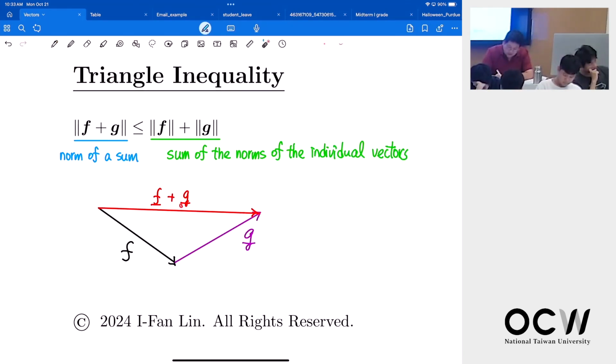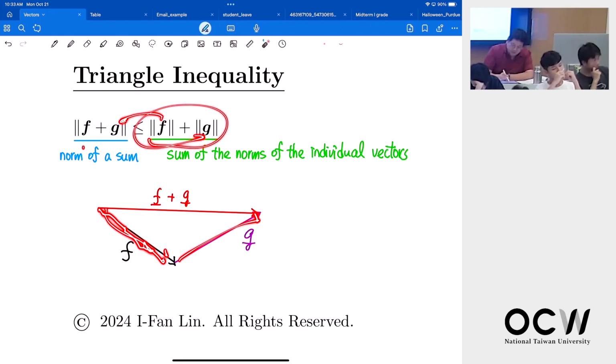So you can see the norm will be the magnitude. This is the norm of a sum. This is the sum of the norms of individual vectors f and g. So this is always bigger than or equal to the norm of the sum. Okay.